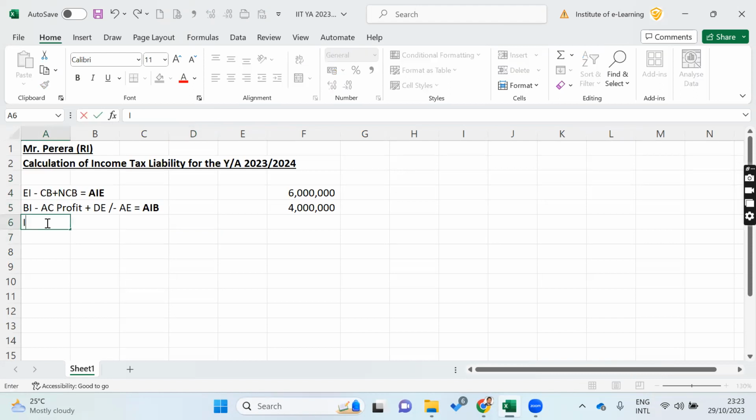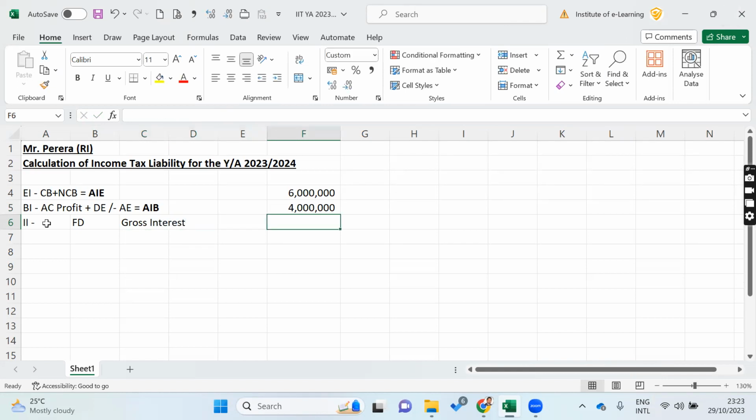If you have any investment income, if you have extra money, you will go ahead with FDs. If you have FDs, you will get gross interest. Let's say gross interest is 2 million.